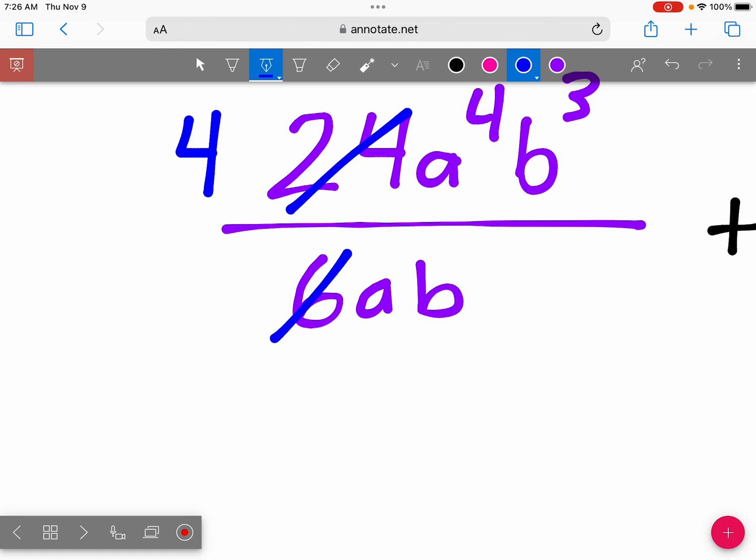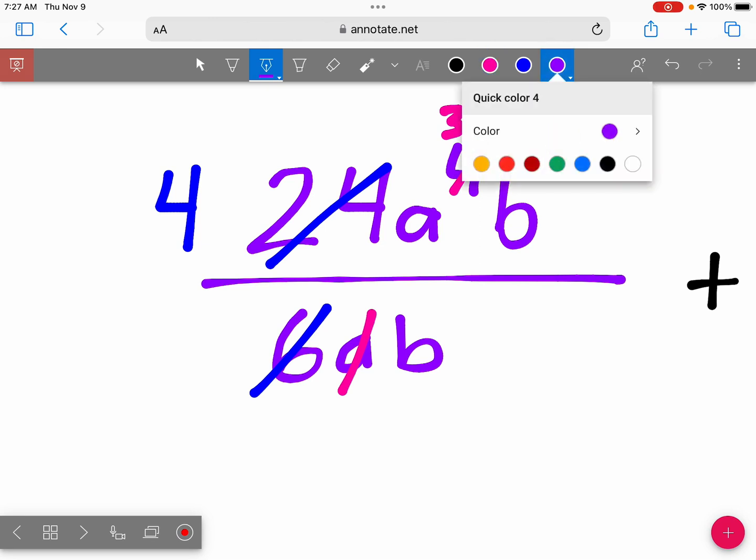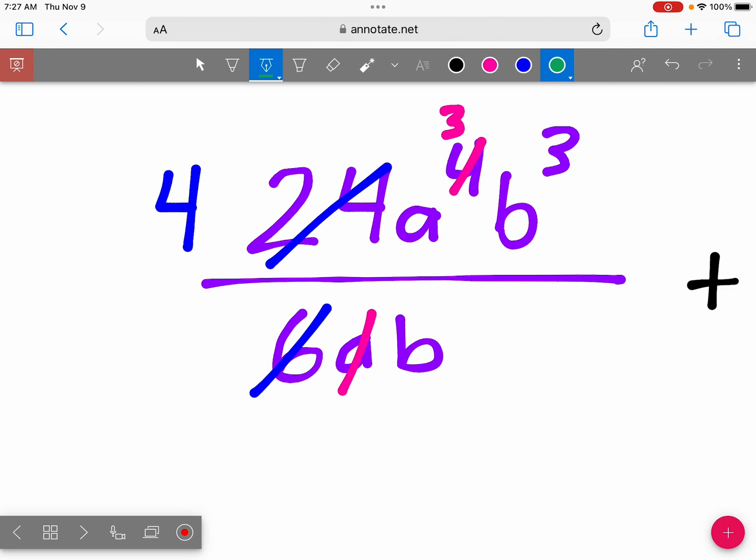Doesn't one of my a's cancel out? So how many a's are we left with? 3 a's in the numerator. So you can do it in here as like this becomes a to the 3rd. And on my b's, what's going to happen with my b's? One's going to cancel out, so it's going to become b squared.